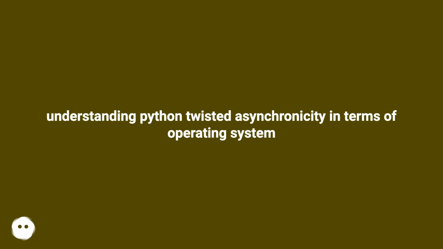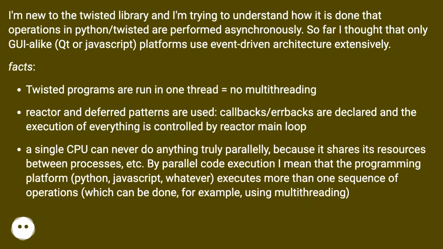Understanding Python Twisted asynchronicity in terms of the operating system. I'm new to the Twisted library, and I'm trying to understand how operations in Python/Twisted are performed asynchronously. So far I thought that only GUI-like, Qt or JavaScript platforms use event-driven architecture extensively.